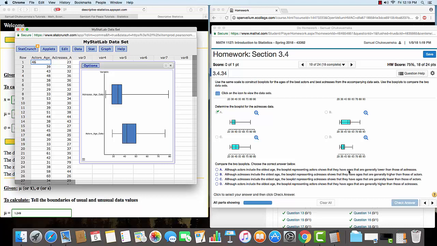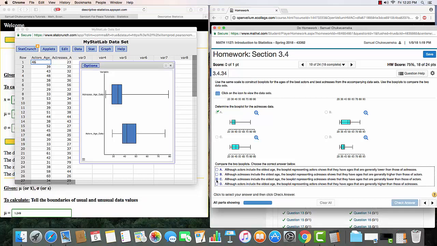Although actors include the oldest age, the box plot representing actors show that they have ages that are generally higher than those of actresses. Yeah. I'll go with C. Okay.